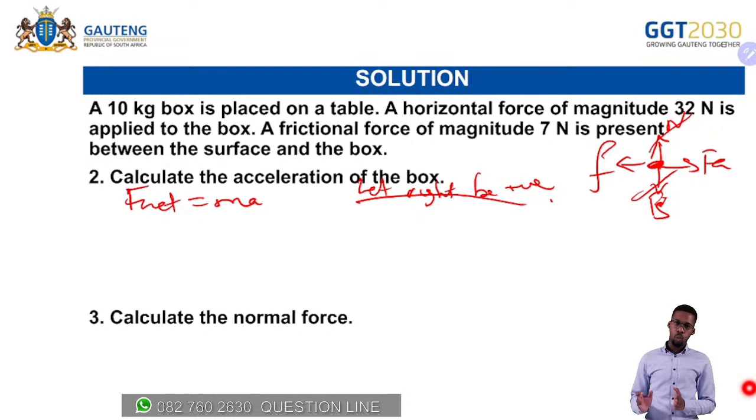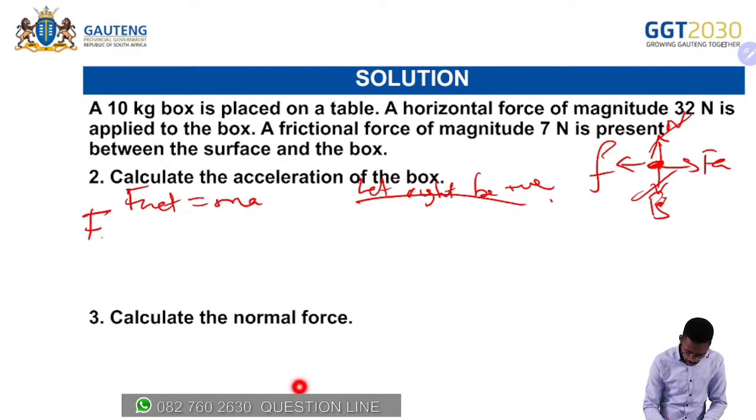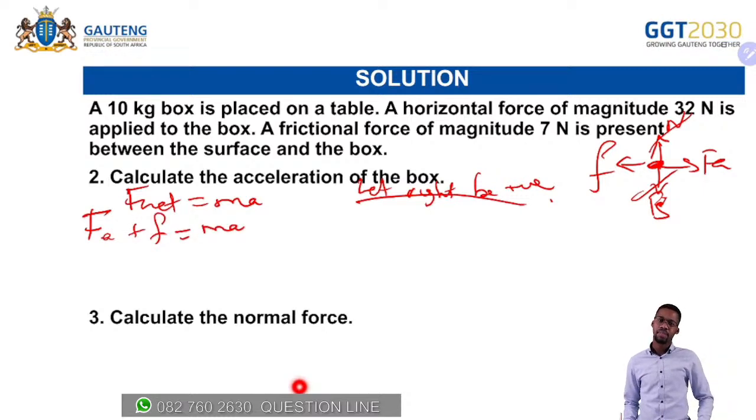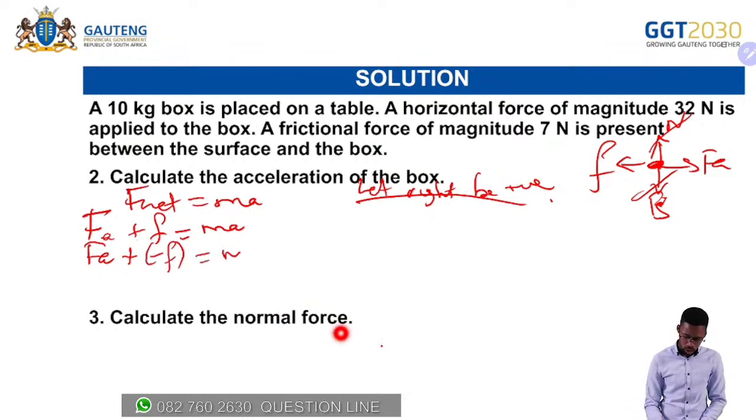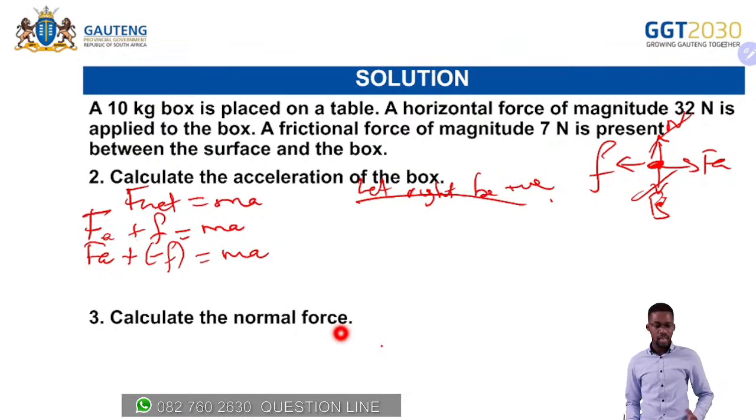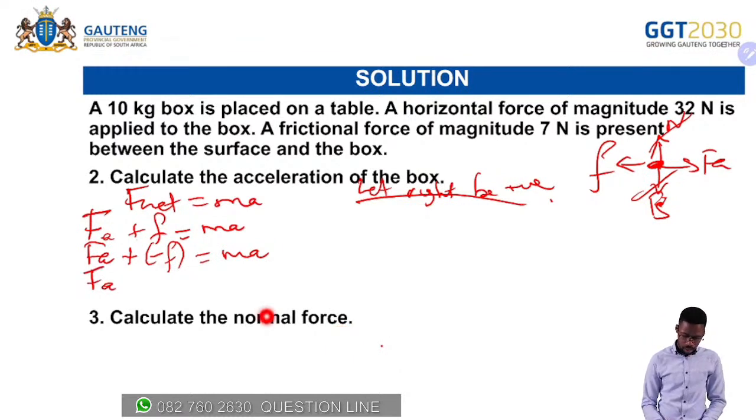So we are left with two forces: force applied plus frictional force is equal to ma. Our force applied is going to the right, so it becomes positive. Our frictional force is opposing the motion, so it becomes negative, equal to ma. Then we express it mathematically: positive times negative is negative. Force applied minus frictional force is equal to ma.